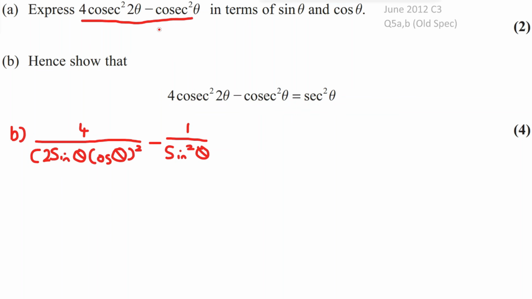Now this is the same expression that we were working with in part A, so we got up to this in part A here, and we can start from here. And we need to show that this can be written as sec squared theta. Okay, so let's work with this here.